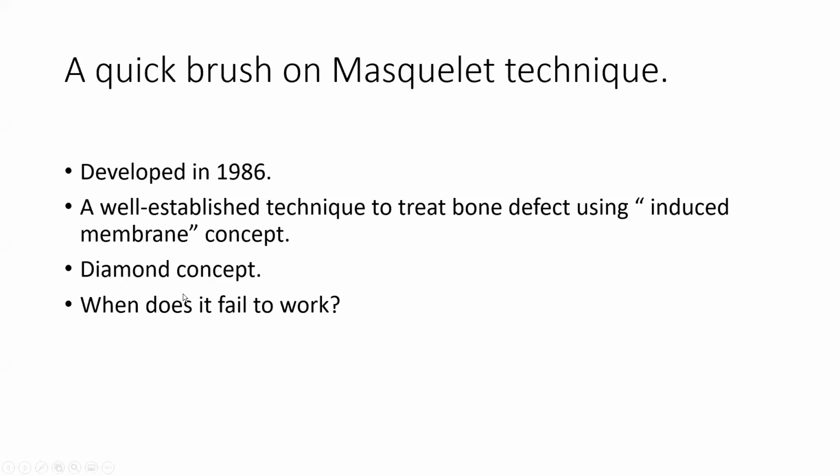It has a diamond concept that Masquelet, just like nonunion, has very strict, very specific rules that if not followed, results will most likely not be satisfactory, okay? And when does Masquelet fail to work? We will talk about those specific points.